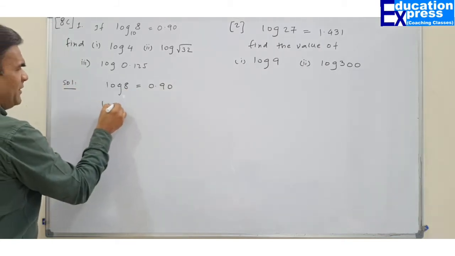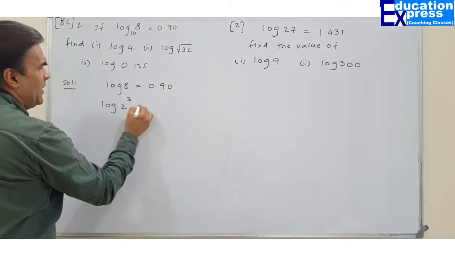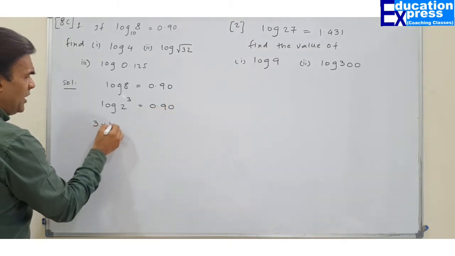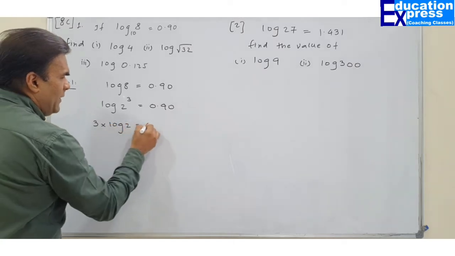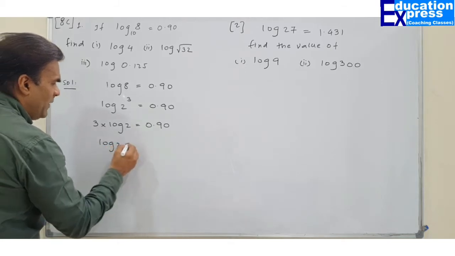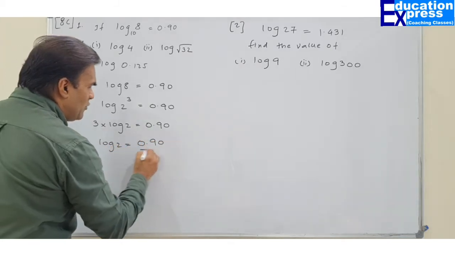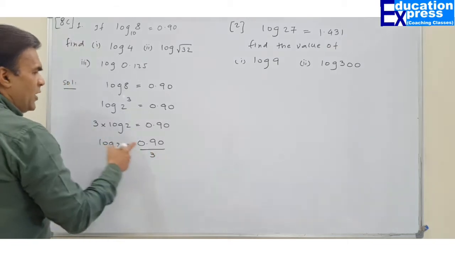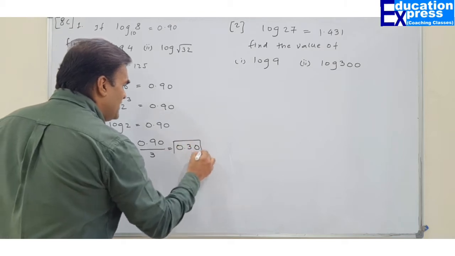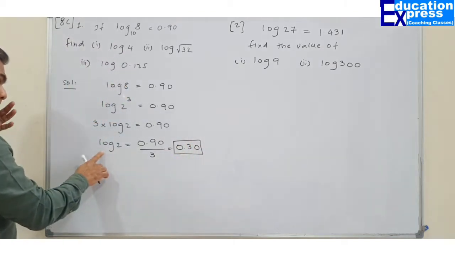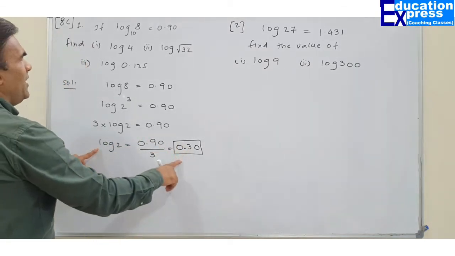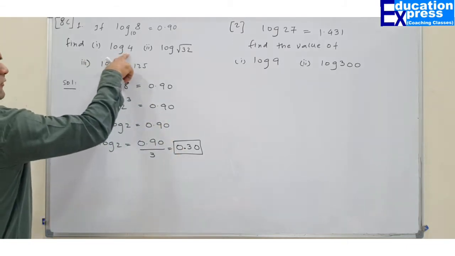can I say this can be written as log 2 cube equals 0.90? Absolutely, sir. So 3 into log of 2 will be 0.90. So log of 2 will be equal to 0.90 divided by 3. Now if 0.90 is divided by 3, you will get 0.30. This is the value of log 2. So log 2 is available with us, and we have to find the value of log 4.